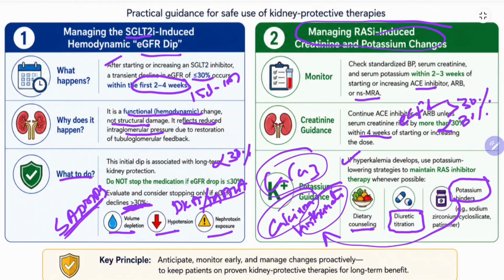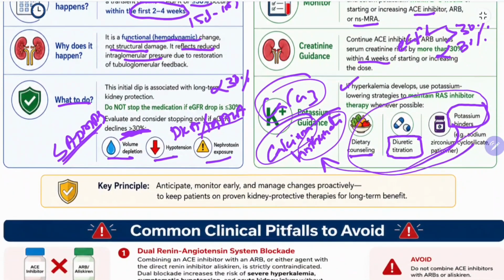So these things you can use to reduce it, but even after these, if the potassium is not under control, not in the range, then you can think of reducing the dose of the RAS inhibitor. If after 15 days you measure and the potassium is still high, you stop the RAS inhibitor and start a calcium channel blocker. That's how you take action.